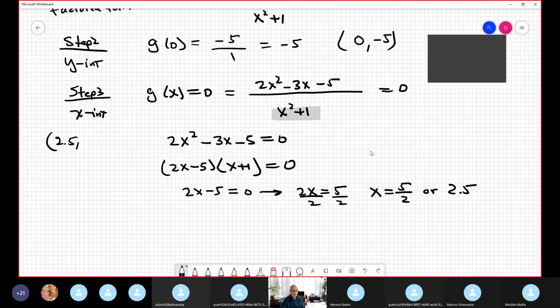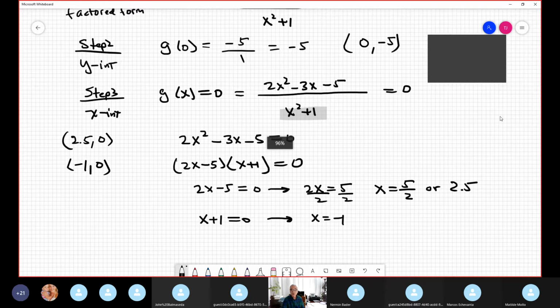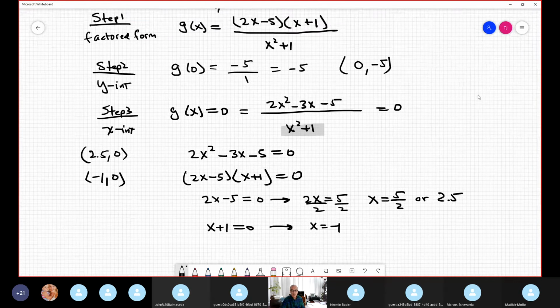But we have another, no? x plus 1 equals 0 gives negative 1. We have another: (negative 1, 0). So far, I discovered that we have one y-intercept, the point (0, negative 5), and two x-intercepts: 2.5, or 5 over 2, either way, in fraction or in decimal, comma 0, and (negative 1, 0). So far it's okay? Yes.